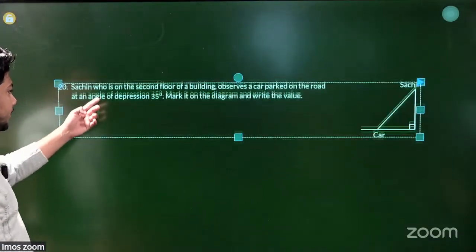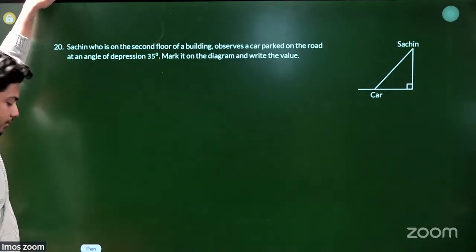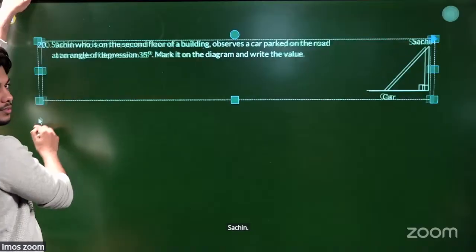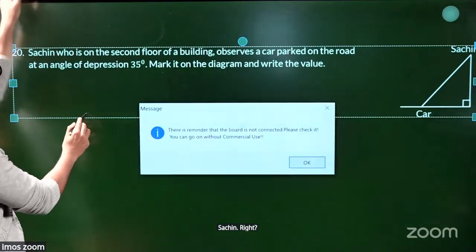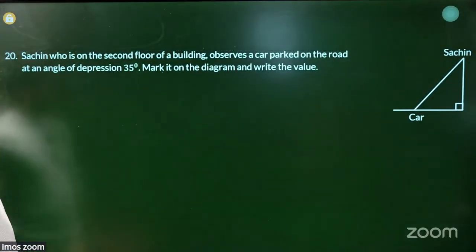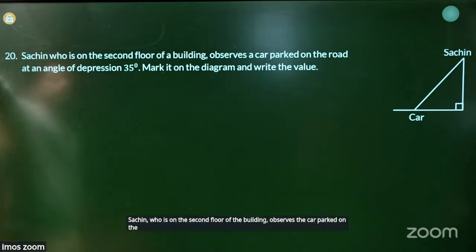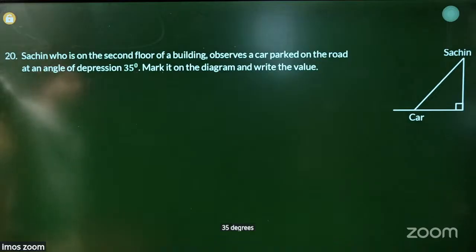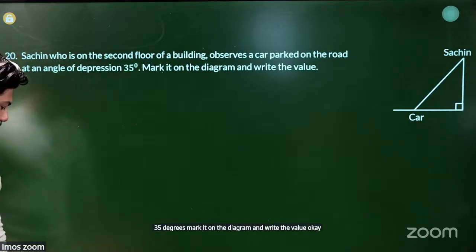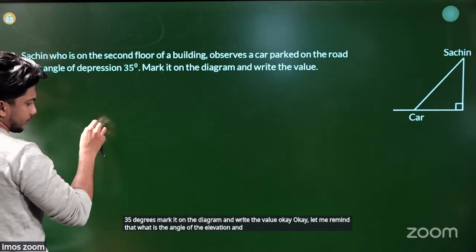Okay, let's see the 20th question. Sachin, who is on the second floor of the building, observes the car parked on the road at an angle of depression of 35 degrees. Mark it on the diagram and write the value. Okay, let me remind you: what are the angle of elevation and the angle of depression?